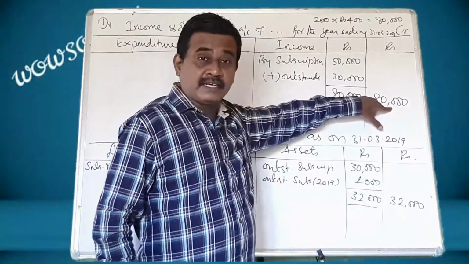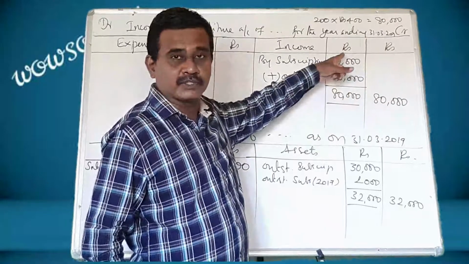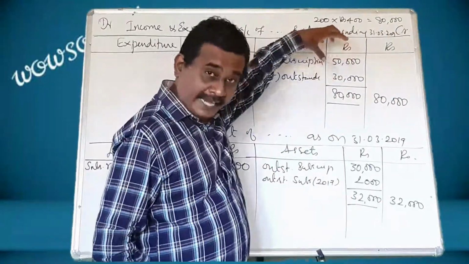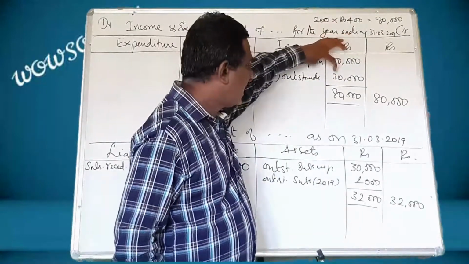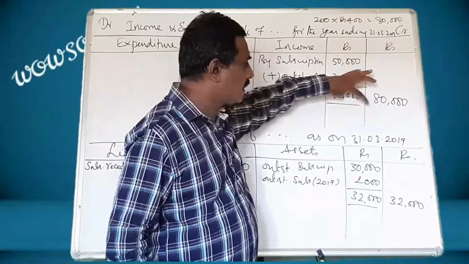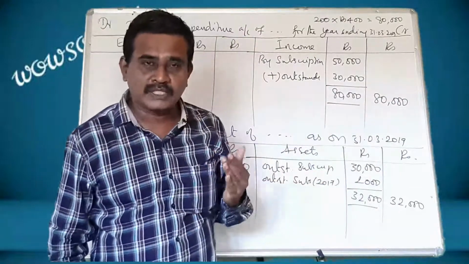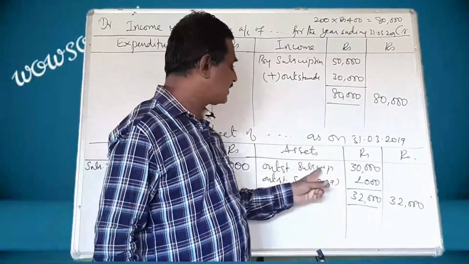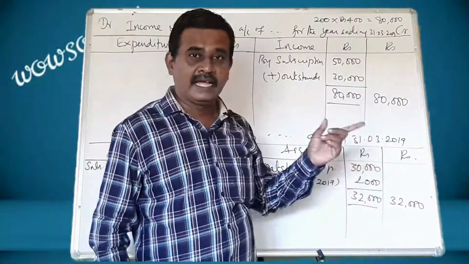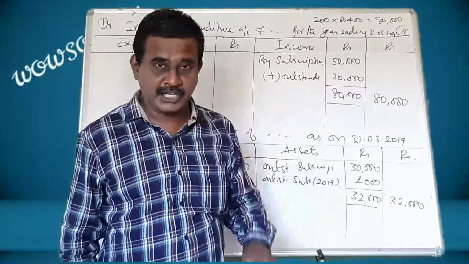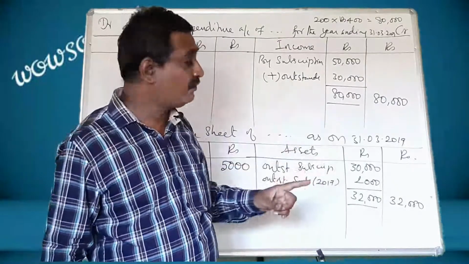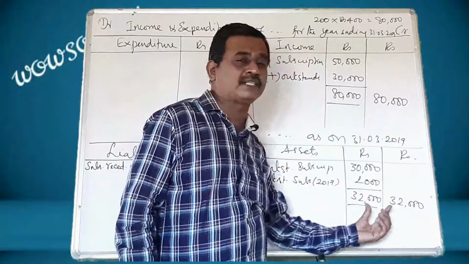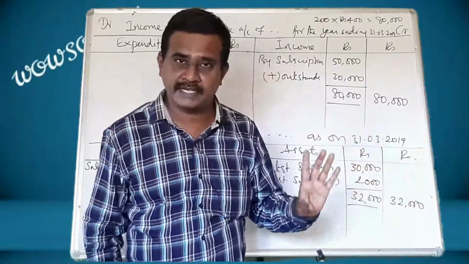From 80,000, the amount collected is 50,000. So still we have to collect 30,000. This is shown in this way. Amount collected, add that outstanding, and the total amount should be shown here. Outstanding subscription is an asset for the club. So outstanding subscription is 30,000. Remember, in the sum, still subscription meant for that 2017 is there. So we add these two and show it in the outer column as outstanding subscription.